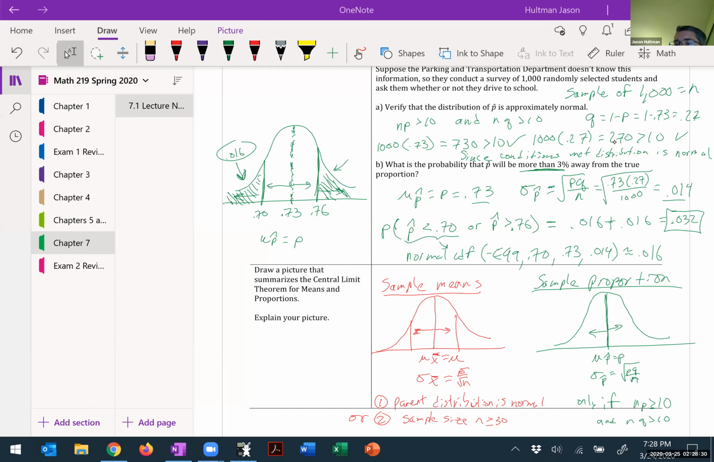Let me get out of this. Let me stop sharing for a second. It's going to be easier to do it this way. Unmute. So let's unmute. Okay, I'm going to stop the recording.